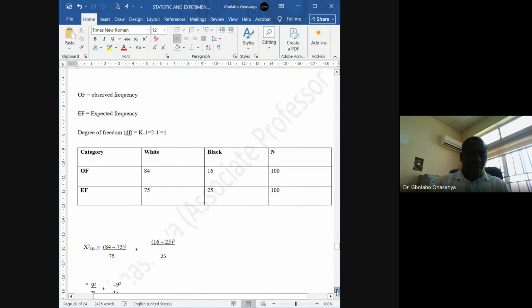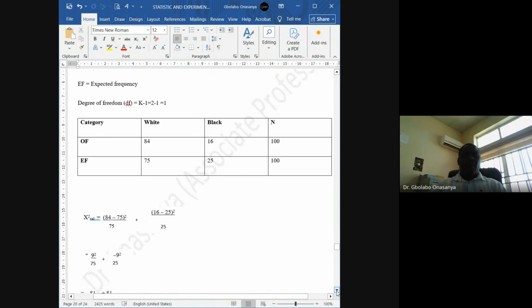Now look at the table. There we go. This is the table. We have 84 white. We have 16 black. Observed frequency. Am I speaking sense?